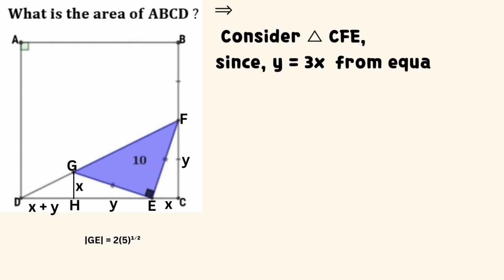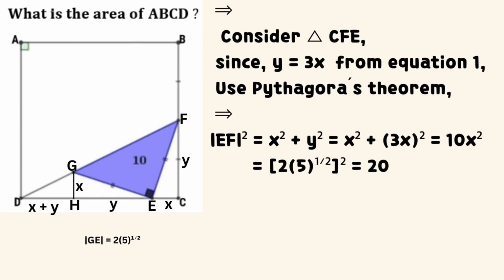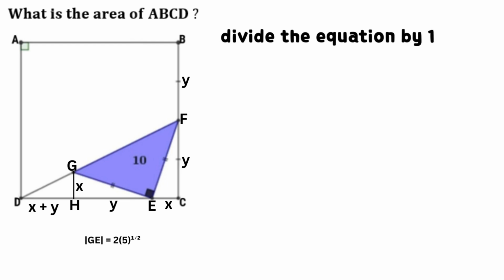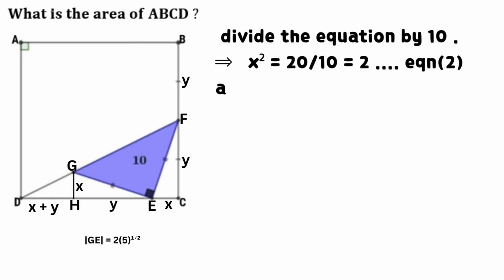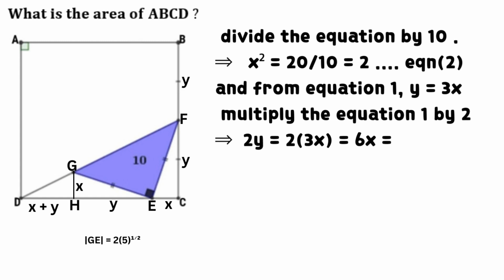Consider triangle CFE. Since y equals 3x from equation 1, use Pythagoras theorem. This implies that the square of EF equals the sum of the square of x and the square of y, that is, the square of 3x, which equals 10 times the square of x. Substitute values and we have the result to be equal to 20. Since GE equals EF for the 45 degree right triangle GEF, divide the equation by 10. Thus, the square of x equals 20 divided by 10, which equals 2. We call it equation 2.